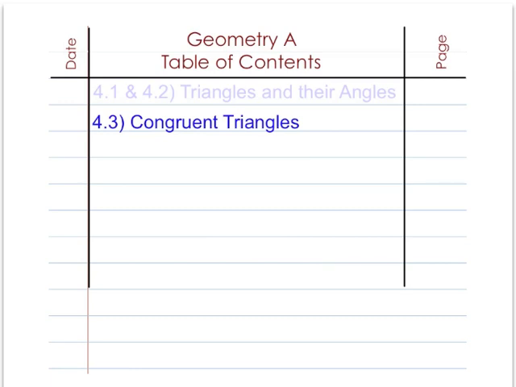Chapter 4 deals with triangles. In particular, it deals with relationships between two triangles. So when we talk about congruent triangles, what do we mean? Triangles that are congruent have the exact same sides and the exact same angles as each other. And we'll get into an example in just a second.